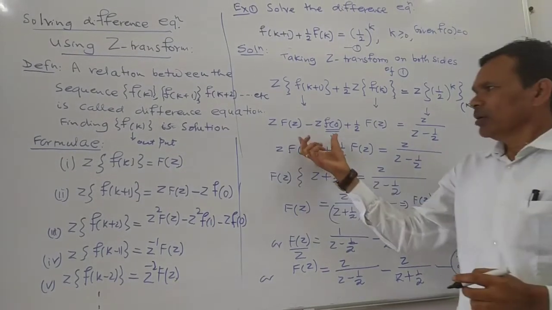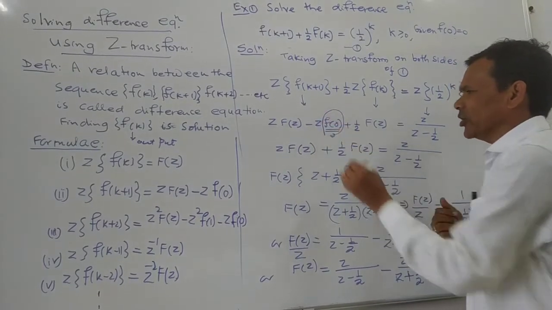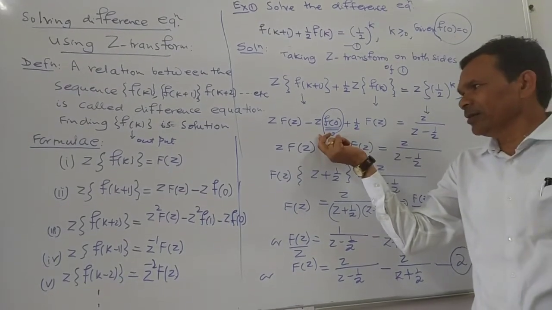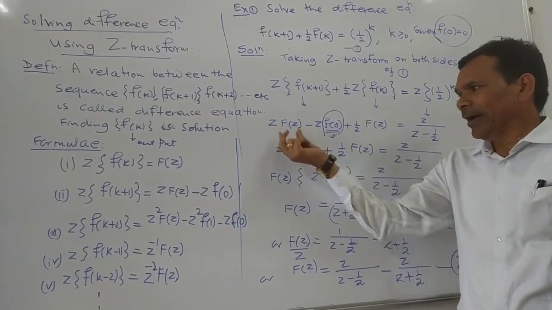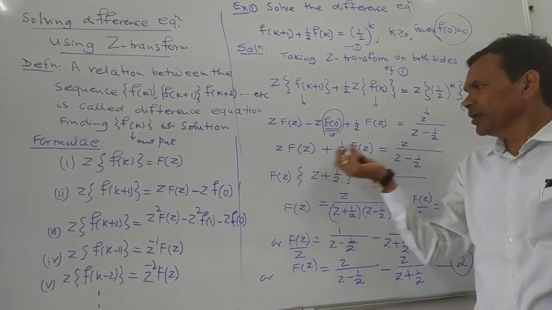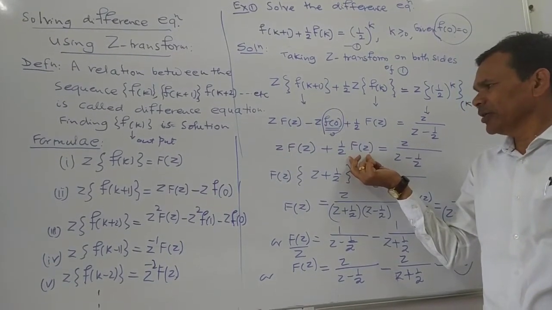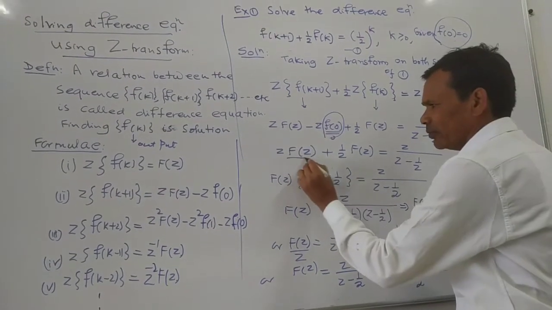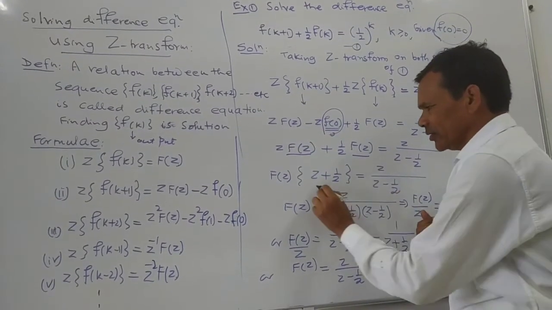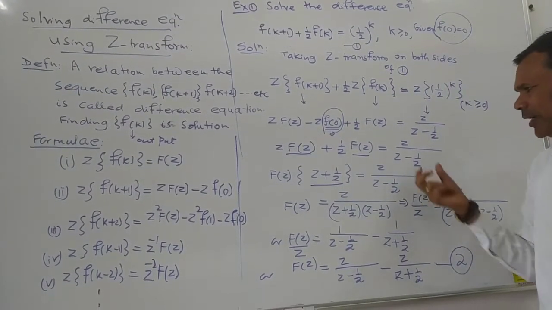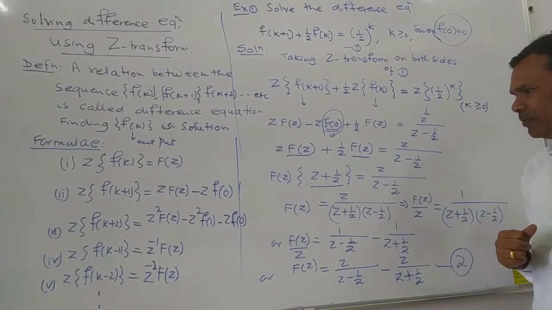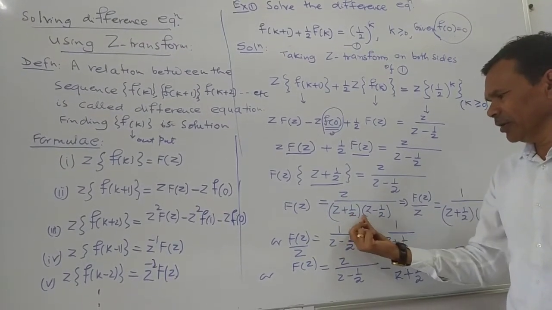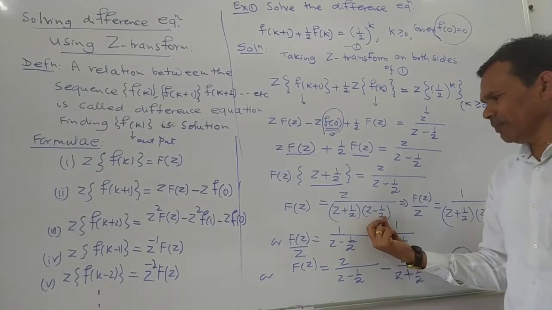Okay. Now I am using the initial condition here. F of 0 is equal to 0, it is given here. So if it is 0, then naturally this term would be 0. And next would be Z f of z. Then this is half f of z. It is left here. And the right hand side as it is, no change. Now I take this f of z common. And inside the bracket, it is z plus half, and the right hand side is z upon z minus half. Then taking this term to the right hand side, it will go to the denominator, it is z plus half, z minus half.